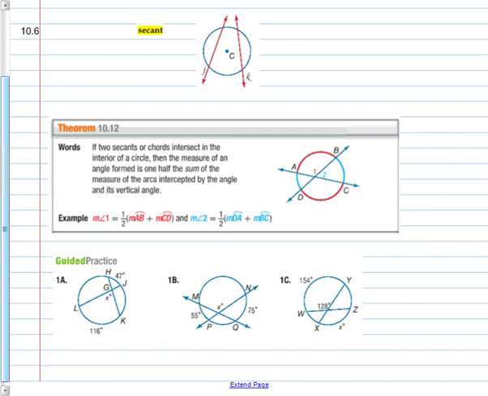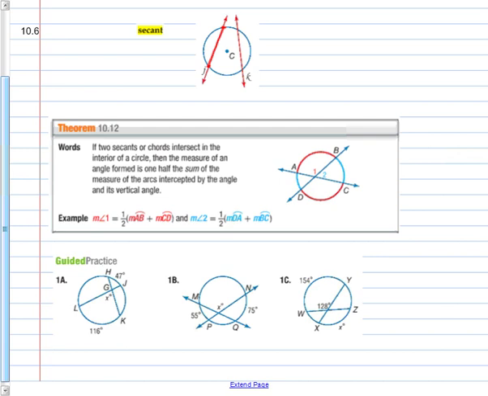Secant lines. Secant lines are related to chords. What is a chord? That should be a strong hint. What is a chord in the circle? It's a segment that goes from one point to another on the circle. Now, if it goes through the center point, we call that chord a diameter.